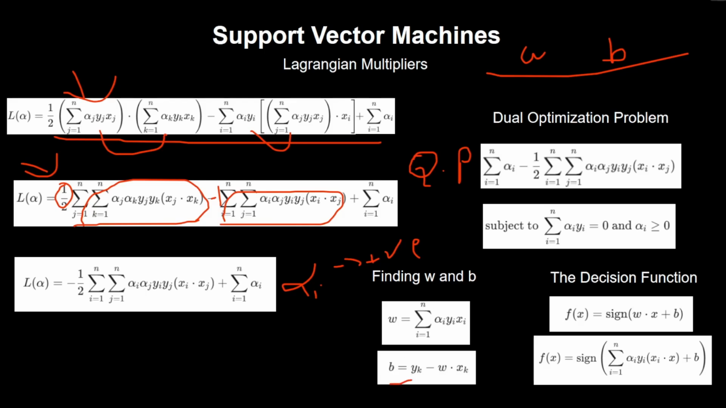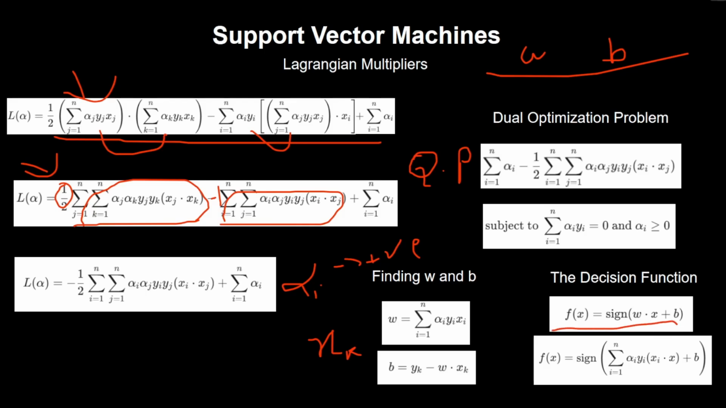Next thing is b. This also we can find with the input function which we used before. So here let's say the support vector is xk, and using this equation, we can find the value of b, and we can eventually construct a separating hyperplane. After constructing the hyperplane, the next step is finding the prediction, which is the decision function.